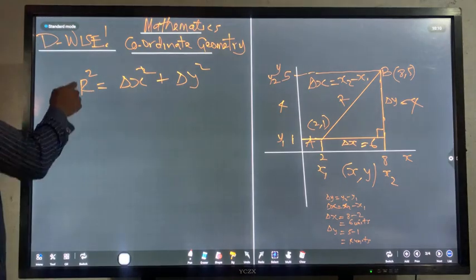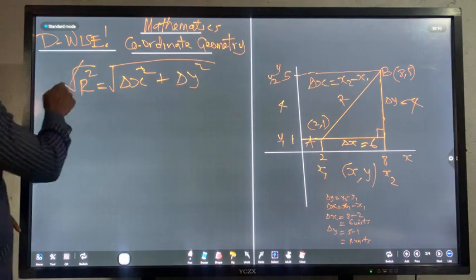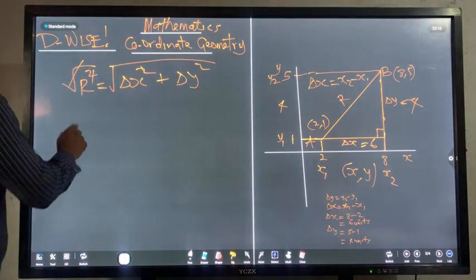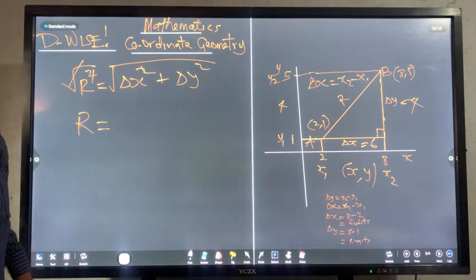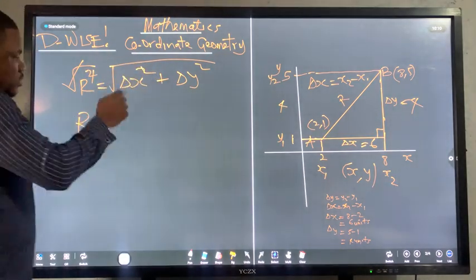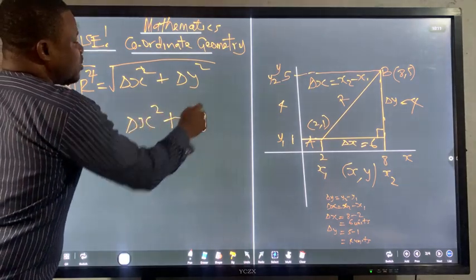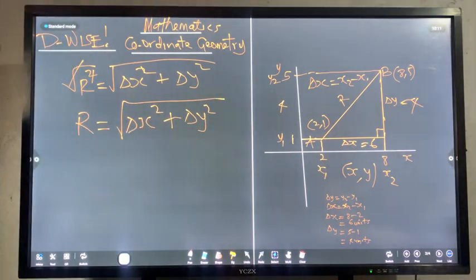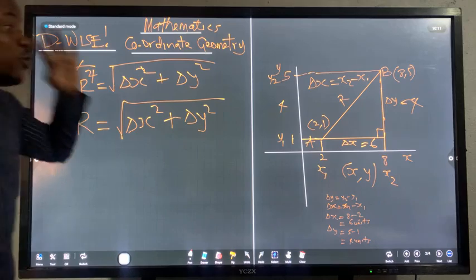If I square root both sides, the square root cancels the square. So I have R, and because these ones are adding, I can't cancel the square. Do you understand what I'm saying? I have to get a single value to cancel out. So I end up getting change in x squared plus change in y squared, and all square rooted. So to get distance, this is the formula for calculating distance. I will not do this again.